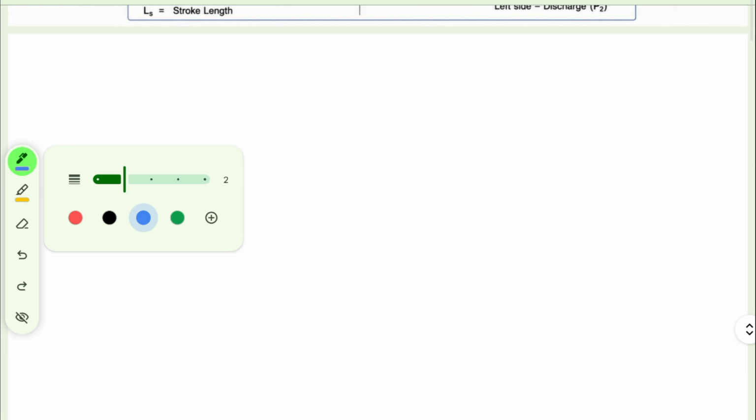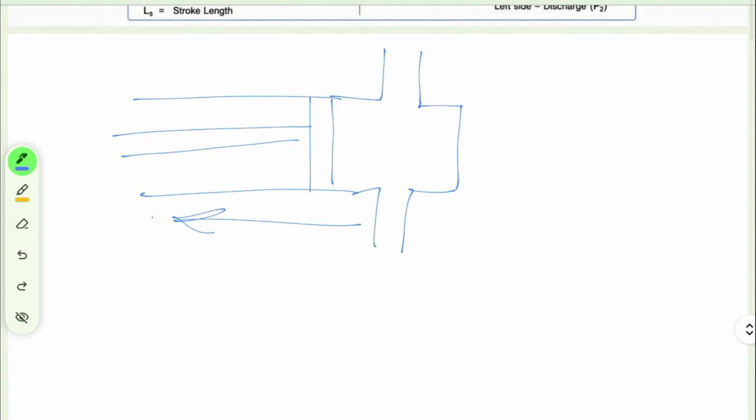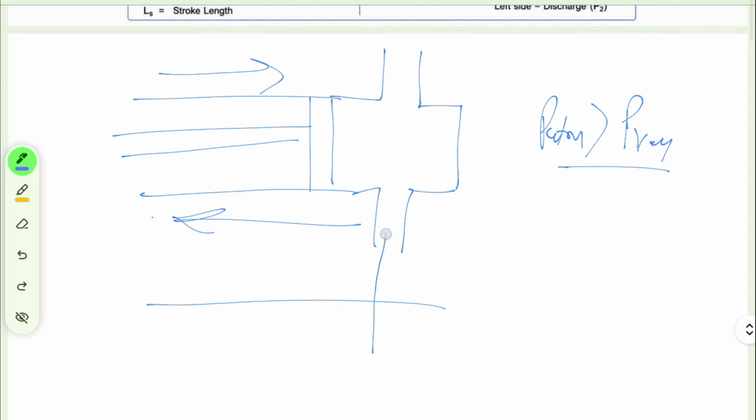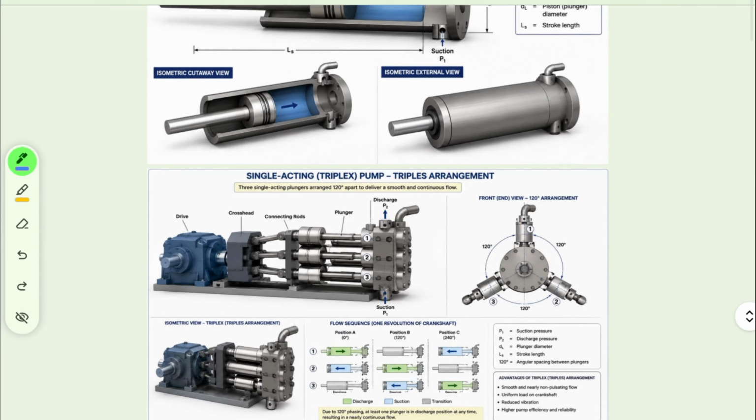Yeah, this was the piston cylinder device we are talking about, right? So this is the backward movement, this is the forward movement. As I told you, when the P atmospheric is greater than the P vacuum, in that case the fluid will start entering through the suction. So this is how the mechanism is working, right? I hope you understand the basic fundamentals of how the pump is operating.